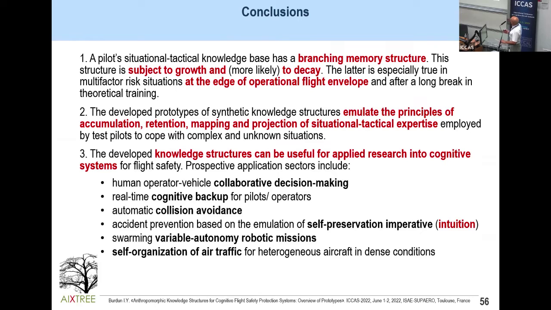The second is that the knowledge structures help us to emulate the principle of accumulation, retention, mapping, and projection of situational tactical experience by pilots to cope with some unexpected things. And finally, these developed knowledge structures can be useful for applied research into the cognitive system for flight safety and prospective applications or research tasks as shown here.